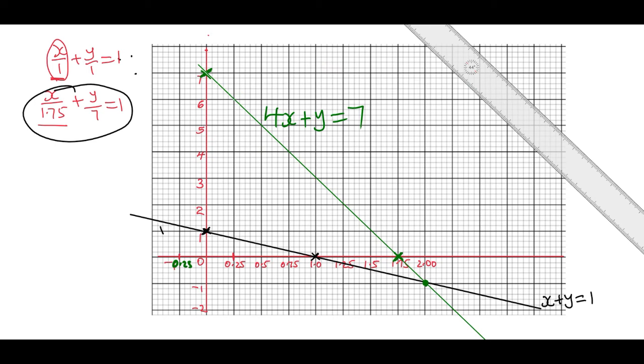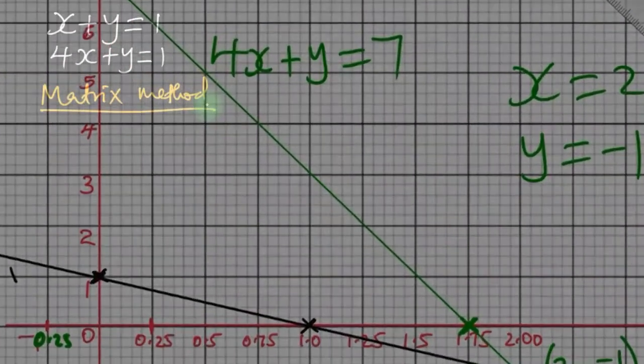In our case, this is the point of intersection where x is 2 and y is minus 1. So the values are x is 2 and y is minus 1, as we have seen even in the method of elimination and in the method of substitution. Then the next one we are going to look at is the matrix method.